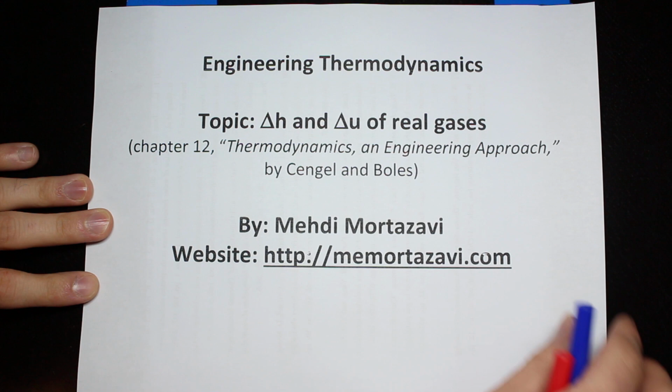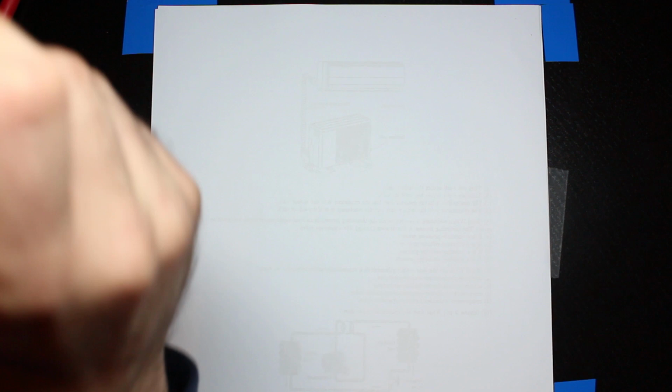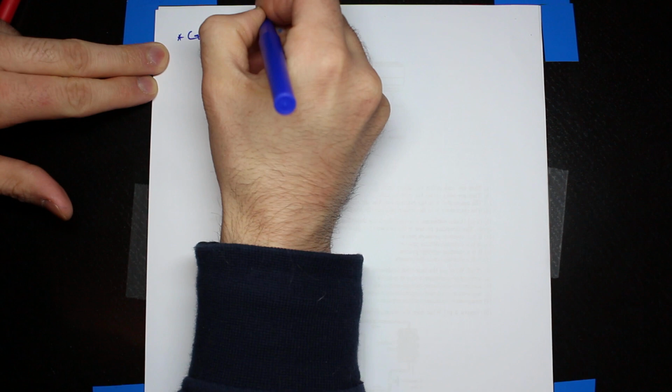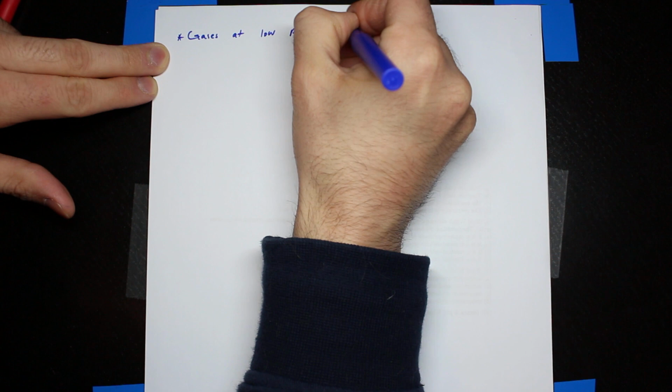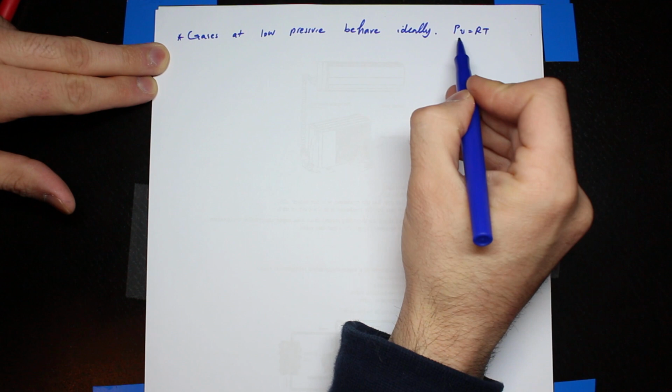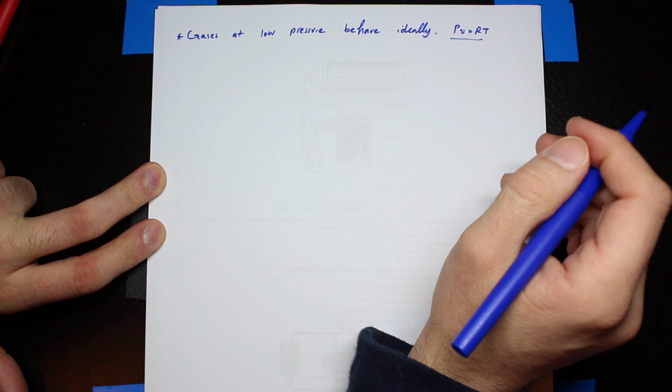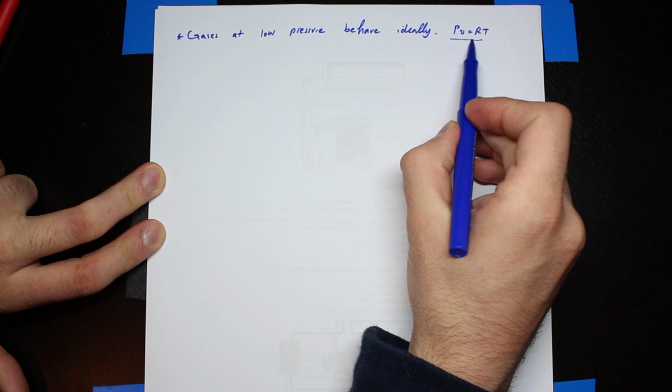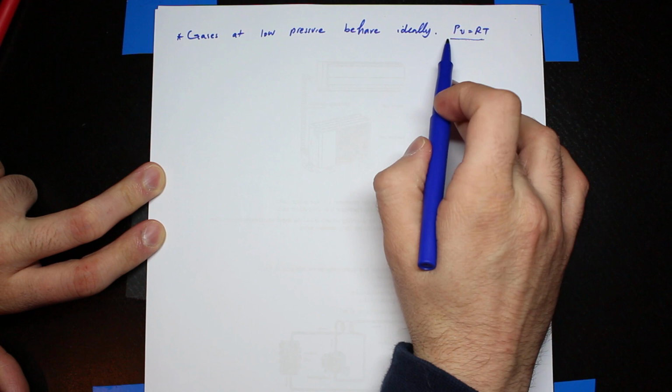So real gases occur at high pressures. So we know that gases at low pressure behave ideally. By saying behaving ideally, we simply mean they follow the equation PV equal to RT. So any gas that follows this, we call it an ideal gas. And it has nothing to do with the species of the gas. Oxygen in a certain condition can behave as an ideal gas, in another condition can behave as a real gas, which is different from an ideal gas.